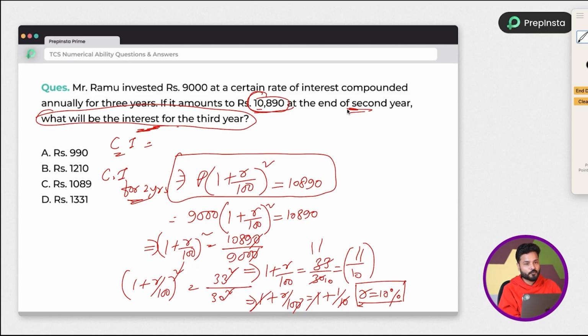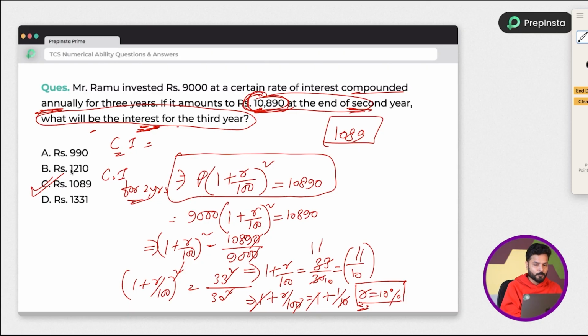So compound interest for 1 year is actually the simple interest only, if nothing else is mentioned. Here it is mentioned that it is compounded annually. So I know the amount till the second year, and the third year interest will be the simple interest only, because in 1 year it's simple interest only. So I know this is the amount, this is the rate, how much would be the interest for the third year? For this amount at 10%, the interest would be 1089. 10% of this. Option number C is the right answer.